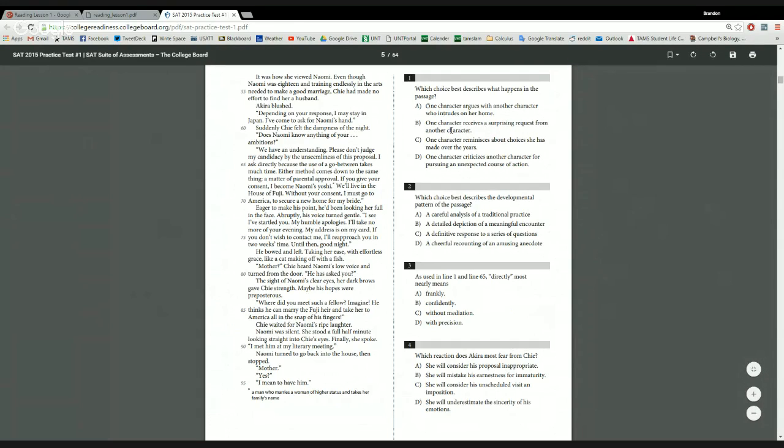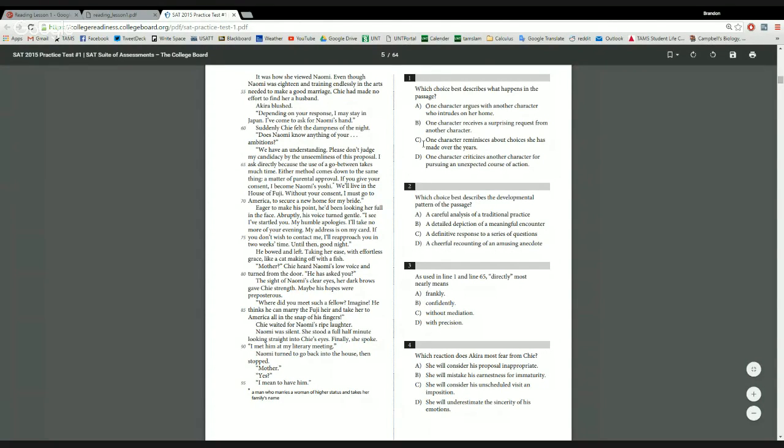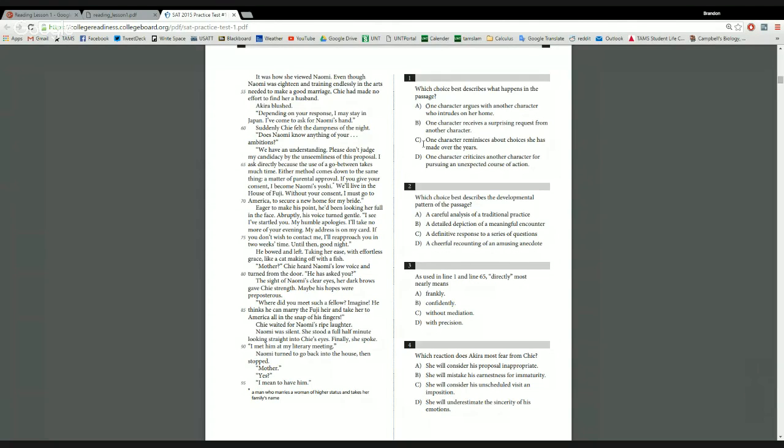B. One character receives a surprising request from another character. And in fact, that happens in the text itself. Surprise is not too harsh of a word, so we're going to keep that open for now. C. One character reminisces about choices she has made over the years. This does happen, but not exactly for being the main idea of the passage. So it's still open, but that's not exactly what we're looking for.